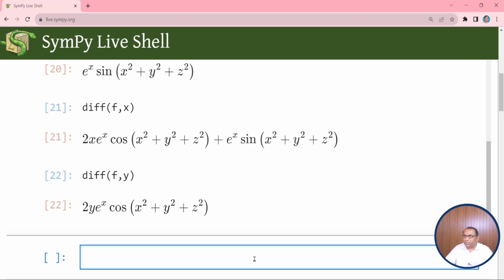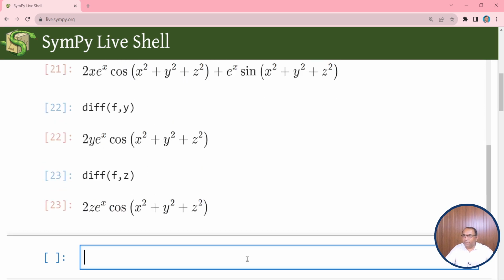If you want to differentiate with respect to z, then use z and enter. So this is the partial derivative with respect to z. Also, again I am using here diff, this is the partial derivative. I am using derivative as we did in the previous function for the first order derivative. So here I am using the function f comma x comma y. So this is the mixed partial derivative.